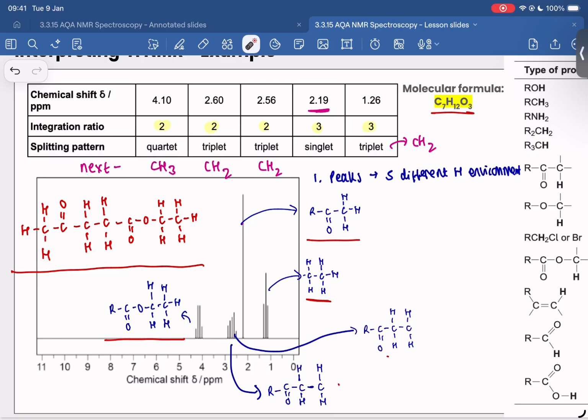Does that make sense for everyone, how I've arranged that molecule? Yep, okay. Essentially what I did is I've broken down each of the separate splitting patterns and separate integration ratios into each of their constituent molecules, and then I've used all of what I've learned to put together the overall molecule.